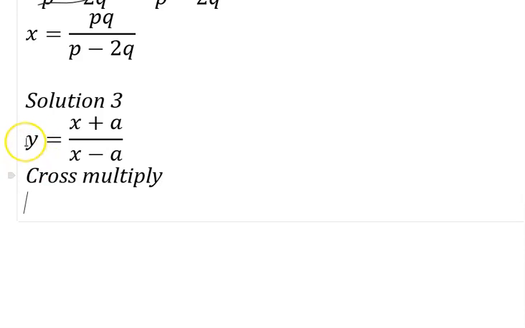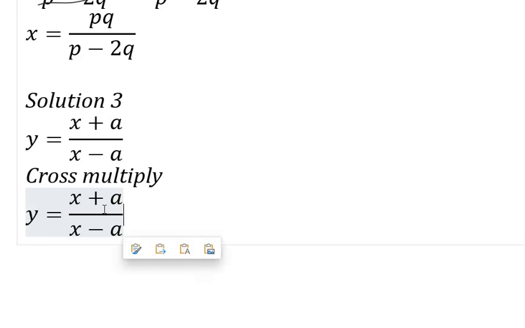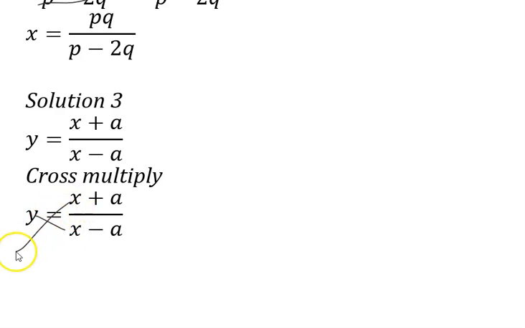Awesome. If you were to cross multiply, it means what we have here, we multiply with what we have here, and what we have here, we multiply with what we have here, because there is nothing here. It is still the same thing as y over 1. So let's quickly do that.